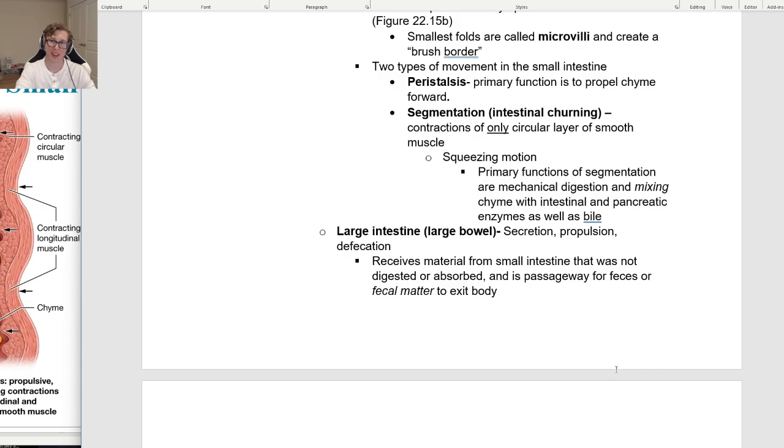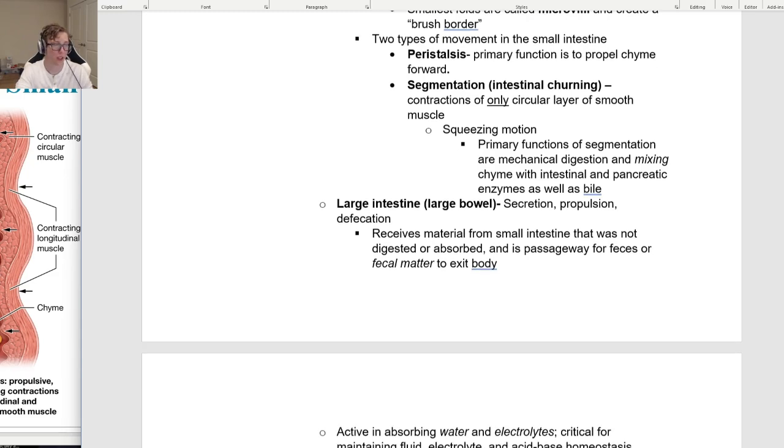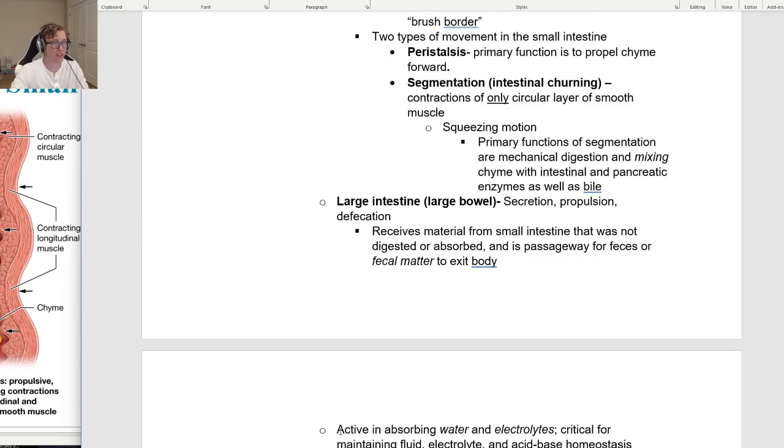At this point, things that are left in the large intestine really don't have a ton of nutritional value. However, what is critical to know at that last stage in the GI system is the colon is active in absorbing water and electrolytes. It's important for maintaining fluid, electrolytes, and acid-base homeostasis.